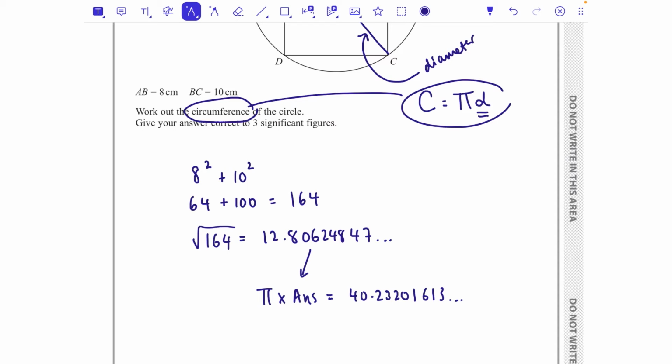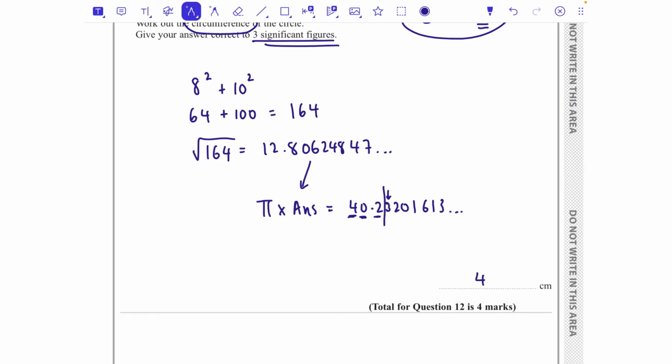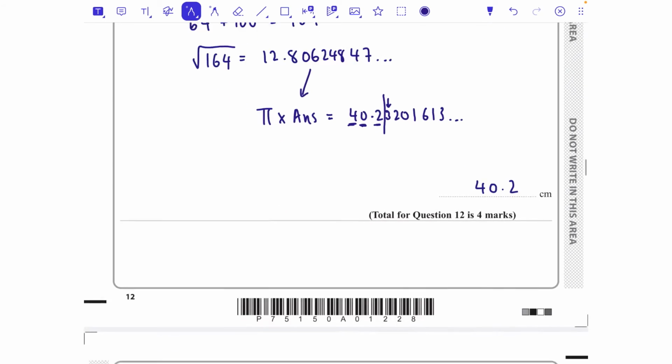40.23201613, but it says round it to 3 significant figures. That's your first significant figure, that's your second, that's your third. The next number rounds down, so 40.2 would be your answer for the circumference of that circle.